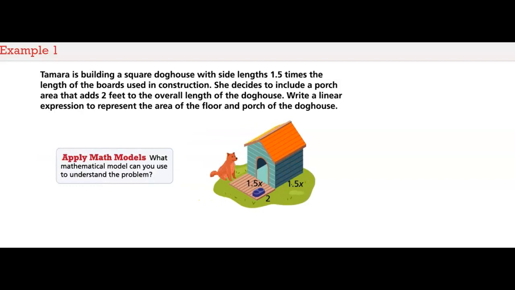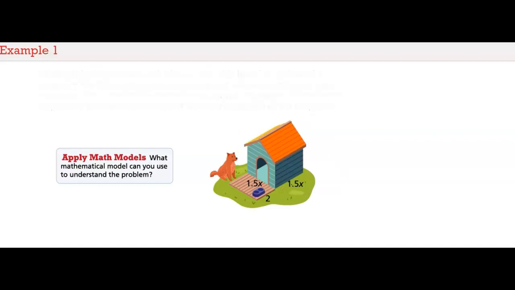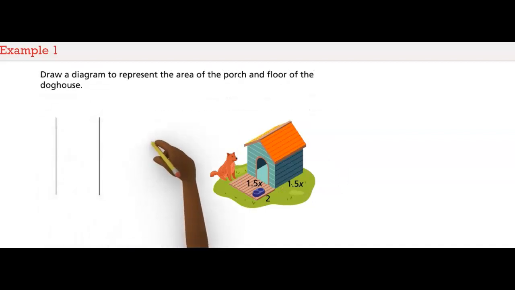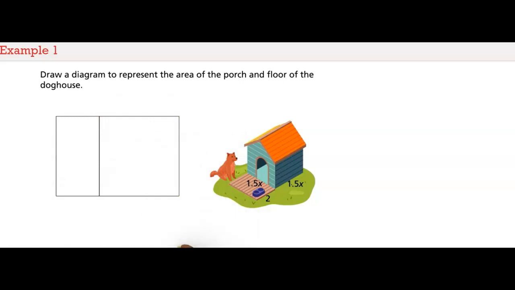What mathematical model can you use to understand the problem? Draw a diagram to represent the area of the porch and floor of the doghouse. This section represents the porch. The porch is 2 feet by 1 5/10 times x feet. This section represents the floor of the doghouse. The floor of the doghouse is 1 5/10 times x feet by 1 5/10 times x feet.